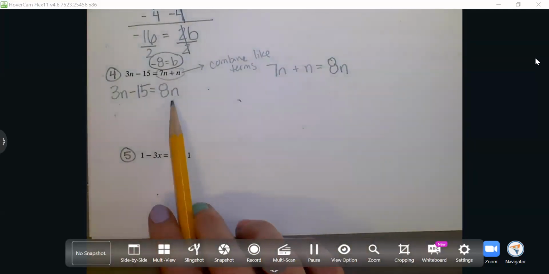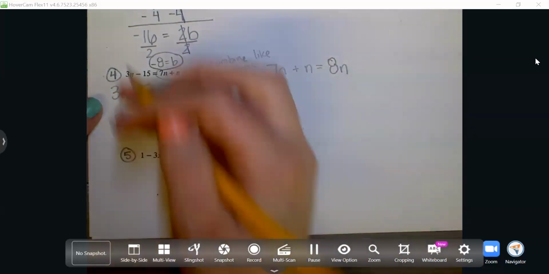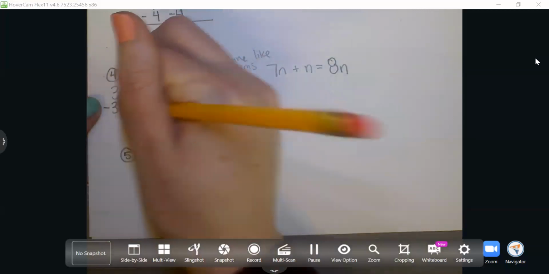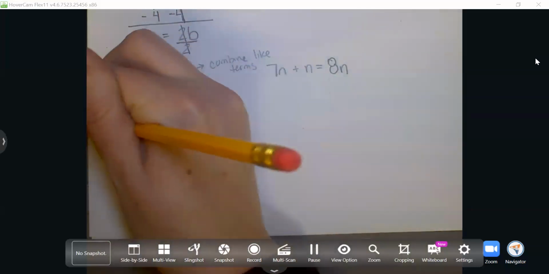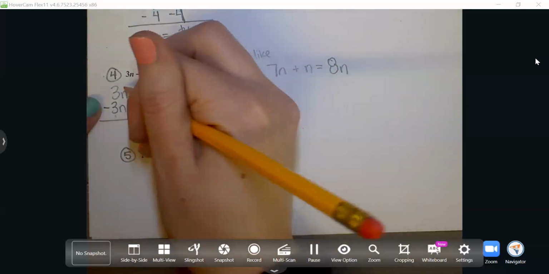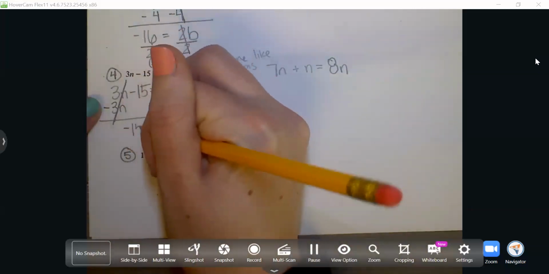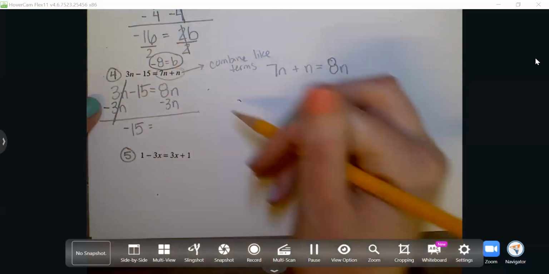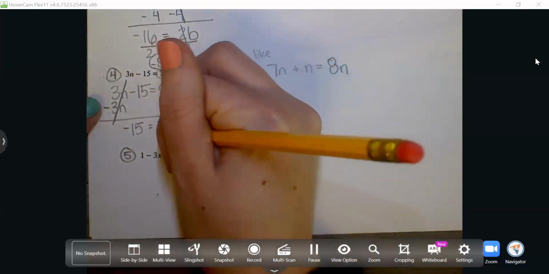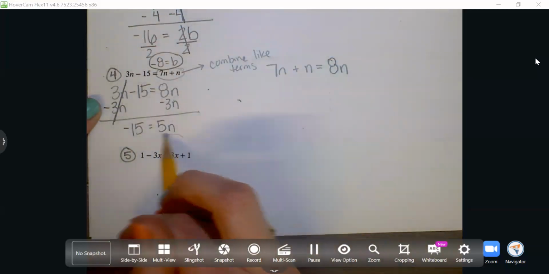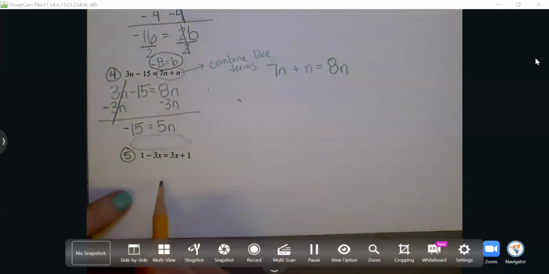3n and 8n, my smaller variable is this 3n, so let's subtract 3n from both sides. We're left with negative 15 equals 5n. Then you should be able to solve for n, as well as solving number 5.